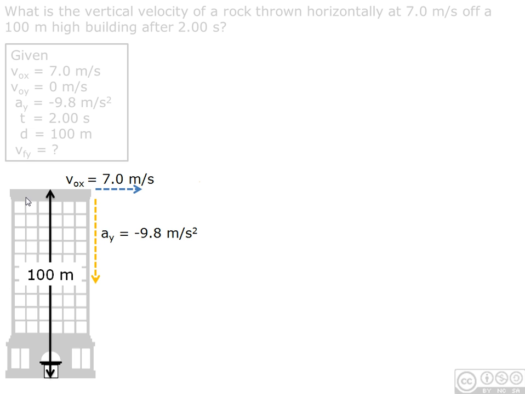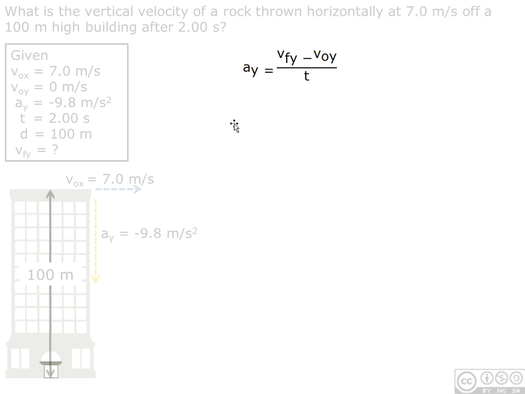So we've got a diagram of a 100-meter high building, and you can see that the initial horizontal velocity is 7 meters per second, and the vertical acceleration is negative 9.8 meters per second squared because of gravity and because the direction is downwards. So to find the final velocity, we use the formula acceleration equals final velocity minus initial velocity divided by time, and this is all for the vertical components.